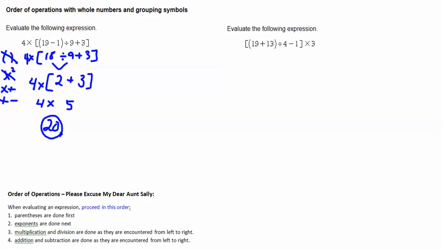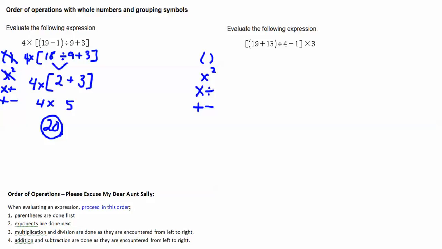Okay, let's try again with our second problem. We're going to list out those order of operations: grouping symbols, parentheses or brackets, exponents, multiply and divide, or divide and multiply, whichever comes first from left to right. And then your 4th level, add and subtract, or subtract and add, whatever comes first from left to right. Okay, so starting off with brackets and parentheses, can you tell me what you start with first?